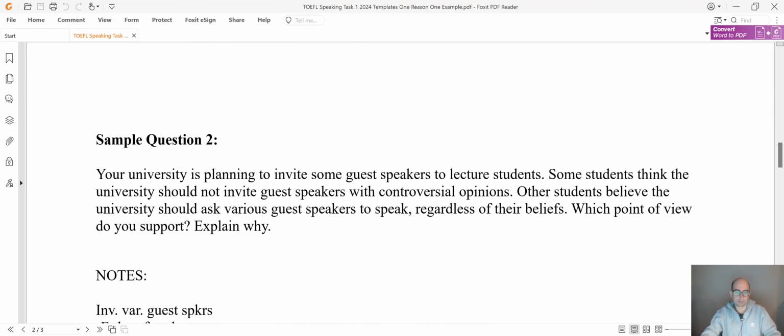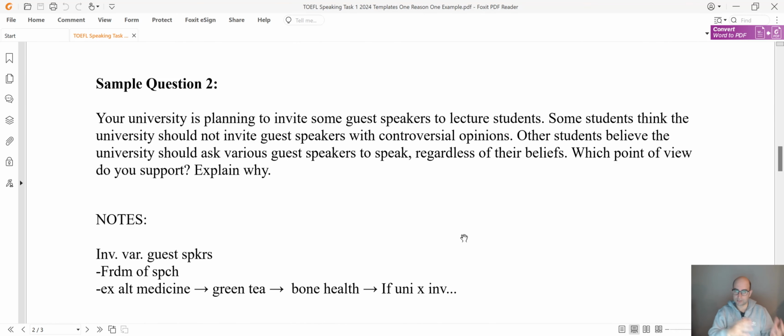So that's my view. If I have time, I'll just spit out that conclusion at the end. All right. But say you didn't get an agree-disagree question for task 1. Maybe instead you received a paired choice, which is also super common. Your university is planning to invite some guest speakers to lecture students. Some students think the university should not invite guest speakers with controversial opinions. So that's one choice, A or choice 1. Other students believe the university should ask various guest speakers to speak, regardless of their beliefs. So it doesn't matter what their beliefs are.